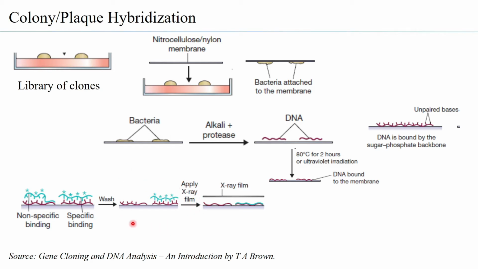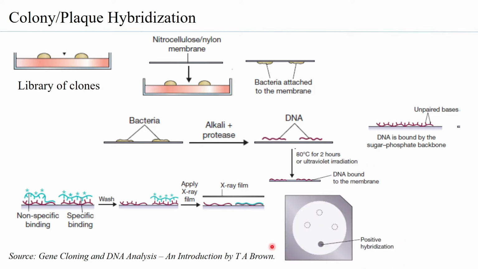Now one needs to detect where the probe is, because wherever the probe is, there the gene of your interest is. So what is done if the probe is labeled with a radioactive molecule? Then one applies an X-ray film, and the X-ray film is exposed. Wherever you have the probe, there you would have a spot formed on the X-ray film, and that is how one can detect the probe. And when you're detecting the probe, you're indirectly detecting the gene of your interest.